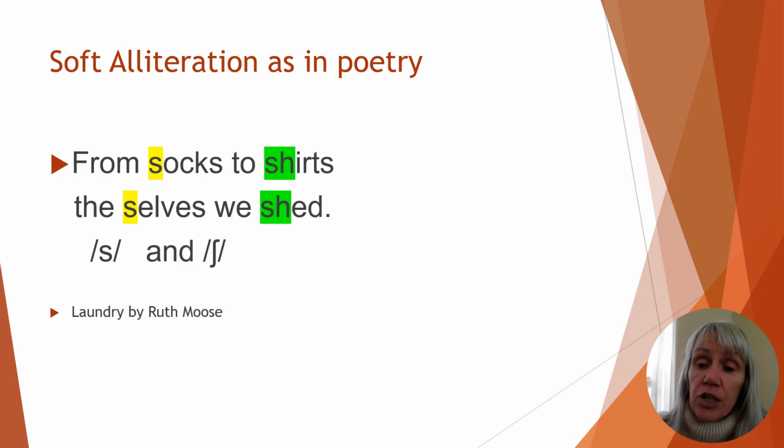So again, alliteration is the repetition of onsets, those consonant sounds that come before the vowel sounds, and they're more clear in one-syllable words or word parts. So let's listen to this little poem, or little line of a poem called Laundry by Ruth Moose. And it goes like this.